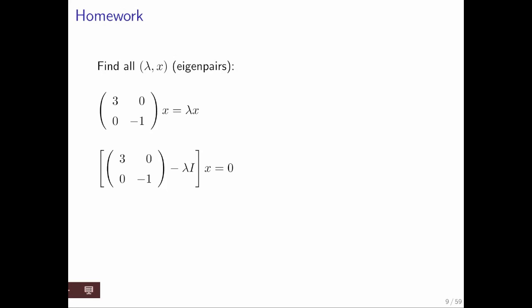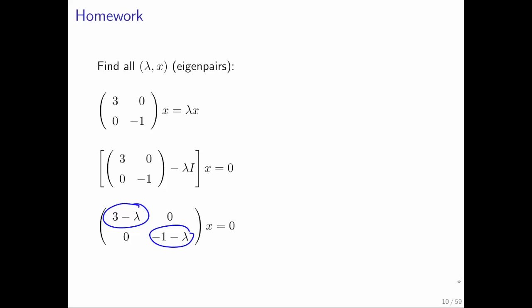So this time it might actually be useful to just go ahead and subtract lambda times the identity from the matrix. And then you end up with this right here. Now, under what circumstances is a diagonal matrix singular? It is only singular if there is a 0 on the diagonal. And from that you conclude that lambda equal to 3 is an eigenvalue and lambda equal to -1 is an eigenvalue.